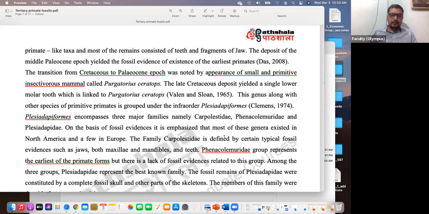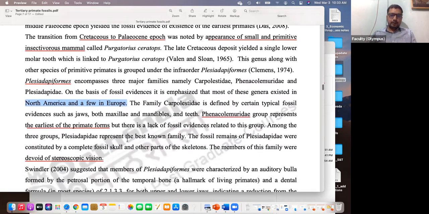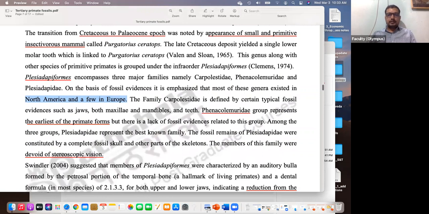On the basis of fossil evidence, this was mostly found in North America and Europe, like France, as we talked about. This is where the evidence was found, as I was already mentioning to you. They have certain typical features like jaws, maxillae, and mandibles. Basically parts of the skull are what they found here: the mandible region, the maxilla region, the jaws, and teeth. These are the fossil evidence they found, so mostly facial features.